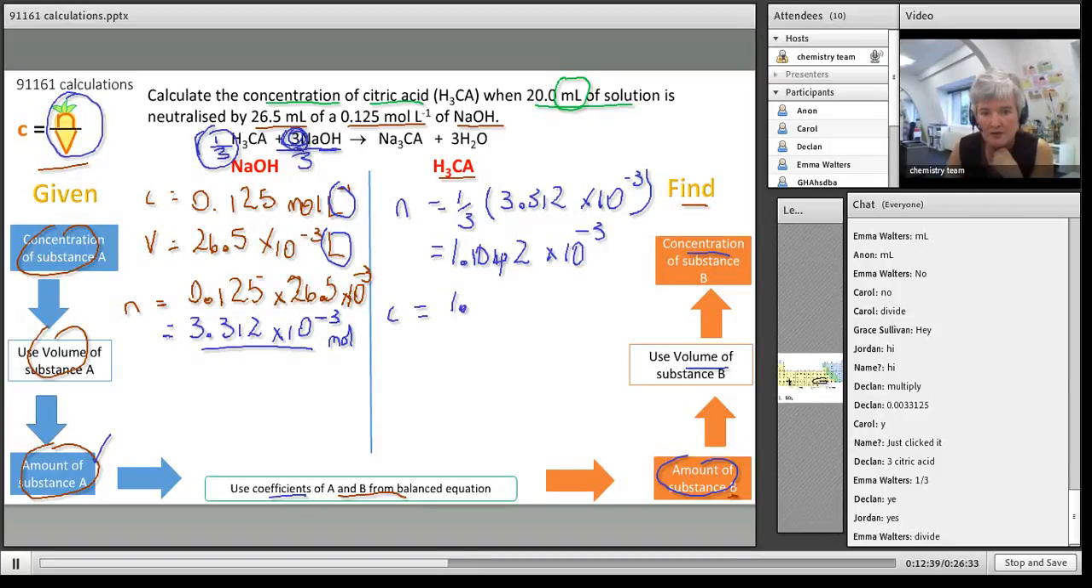So 1.1042 times 10 to the minus 3 all over my volume. Now this is where it can get tricky if you're not sure how to use your calculator, because your volume of citric acid is, remember what I highlighted in green above, it's 20 milliliters, and to convert 20 milliliters I have to divide by 1,000 or multiply by 10 to the minus 3.